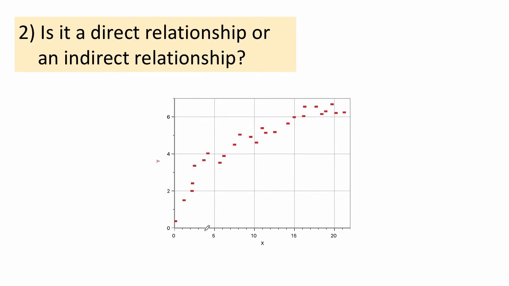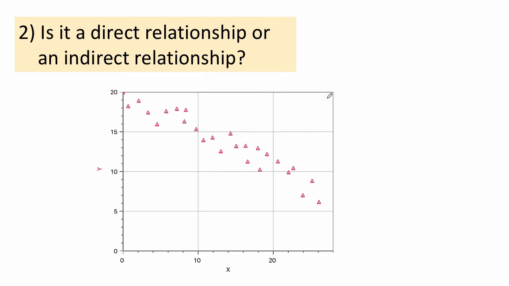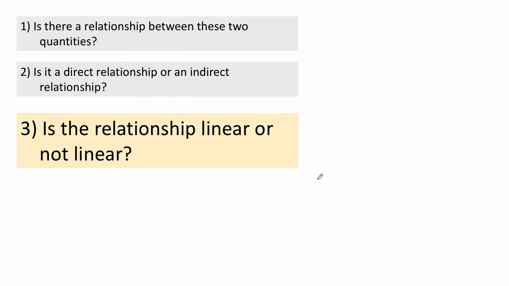Is this direct or indirect? We go from low to high. That's direct. Is it direct or indirect? We go from high to low. That's indirect.